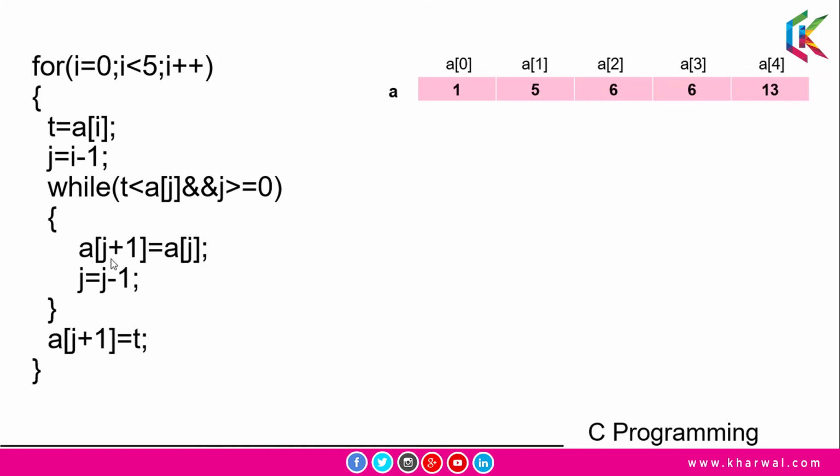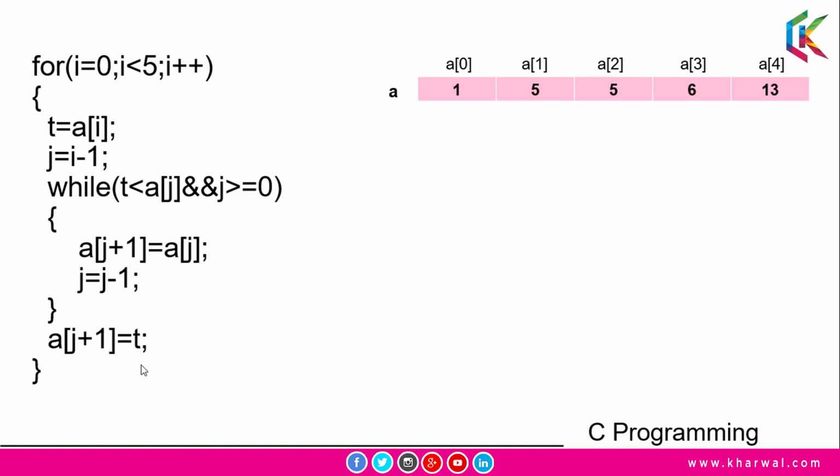So a of 1 will be shifted to a of 2 like this. And then j will be decremented by 1. So the value of j will be 0. And now again it will check this condition. So 2 less than a of 0, and this is false. And now 0 greater than equals to 0, this is true. So now this condition will be false. So now control will come out from this while loop, and it will execute this statement.